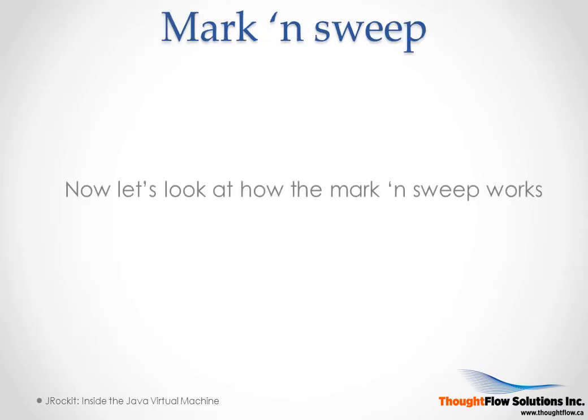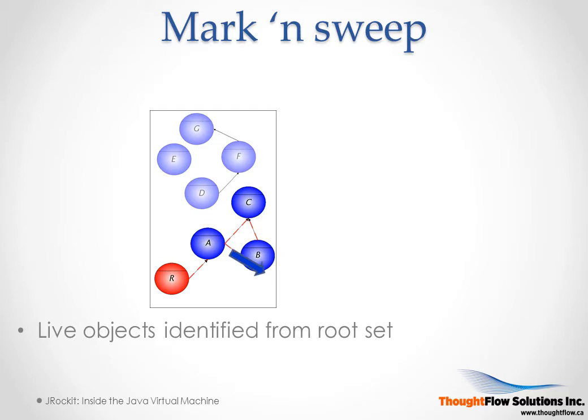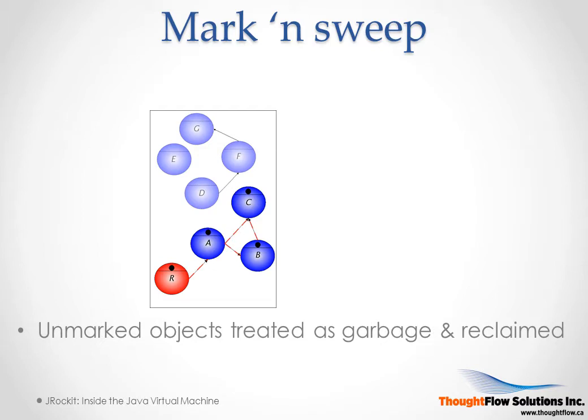So now let's see how the mark and sweep works. In this case we only have one memory region. We still identify the live objects from the root set, in this case again A, B, and C. The live objects are marked, and these are known to be the ones that are live. The unmarked objects then are those that were not connected to any one of the live ones, and they're treated as garbage and reclaimed.